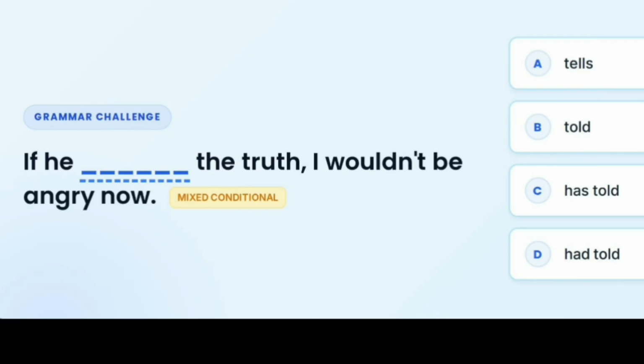Question number 65. If he dash the truth, I wouldn't be angry now. A. Tells, B. Told, C. Has told, D. Had told. Pause the video and challenge yourself, student. The correct answer for question number 65 is choice D, had told is right.